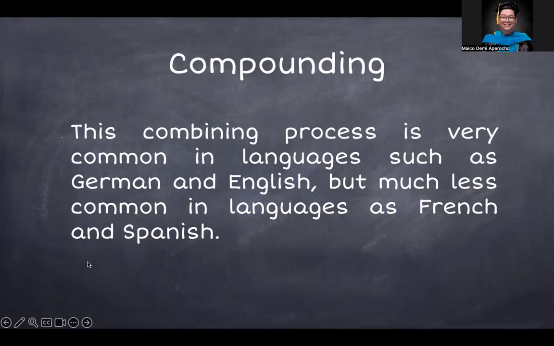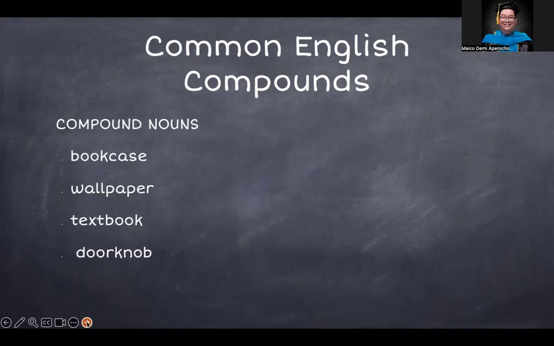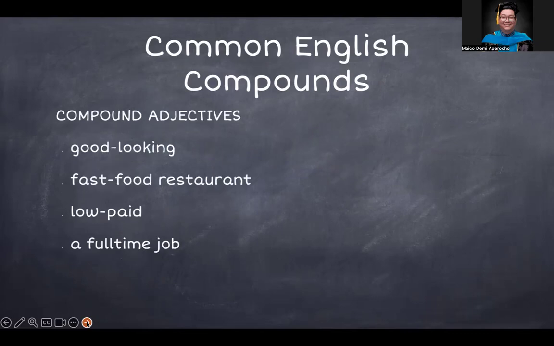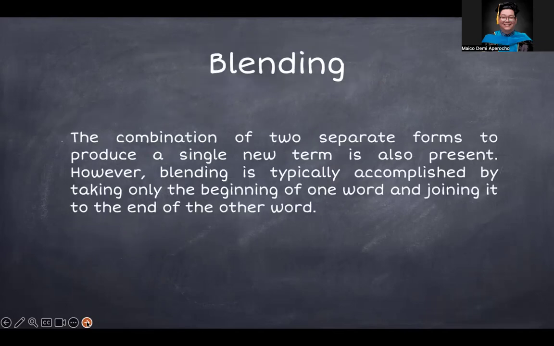Next one, we have the process called compounding. This combining process is very common in languages such as German and English, but much less common in languages such as French and Spanish. Common English compounds are the following. We have compound nouns such as bookcase, wallpaper, textbook, doorknob. As you can see, obviously it's just a combination of two different nouns or two different words. We can also have compound adjectives, such as good-looking, fast food restaurant, low-paid, full-time, as in the phrase a full-time job.